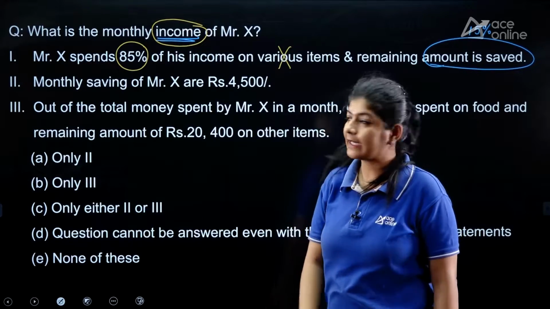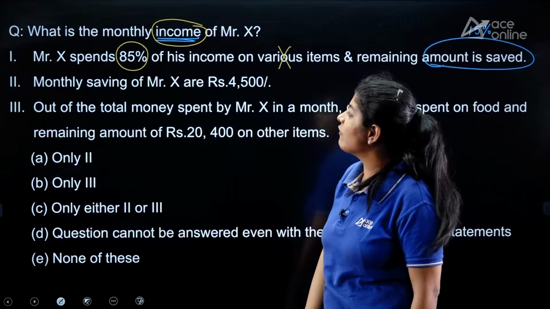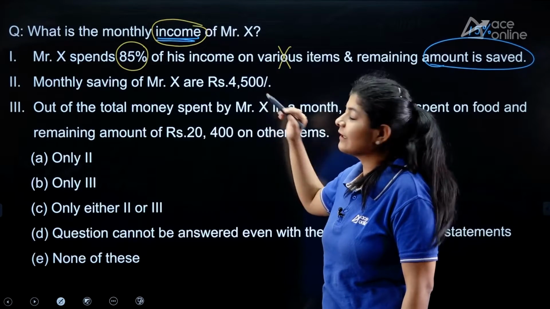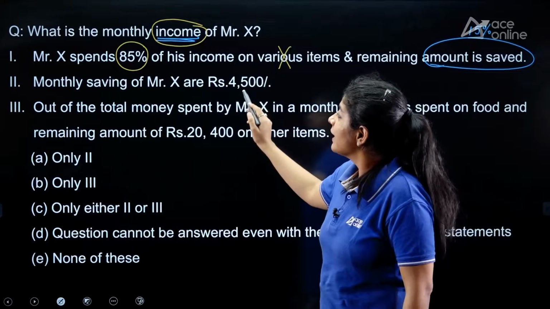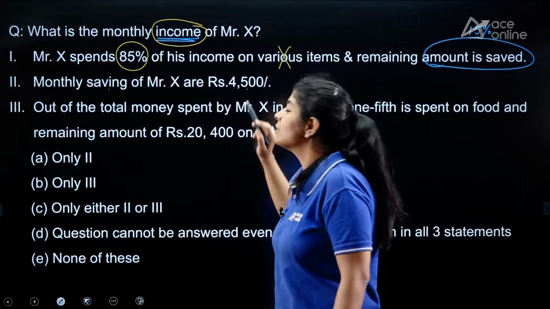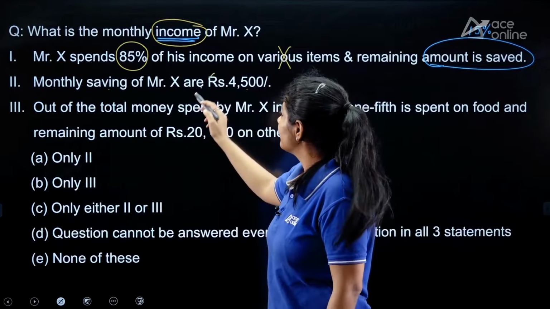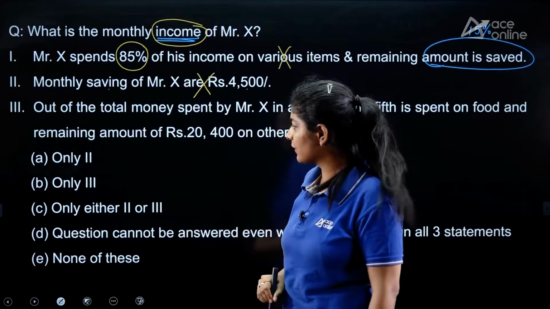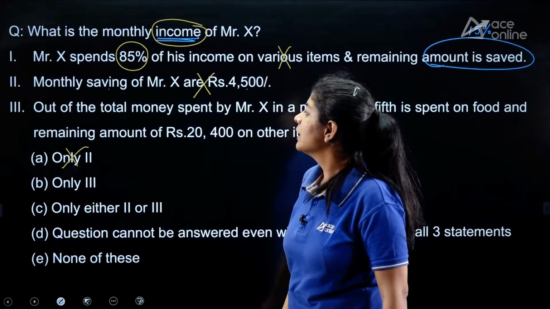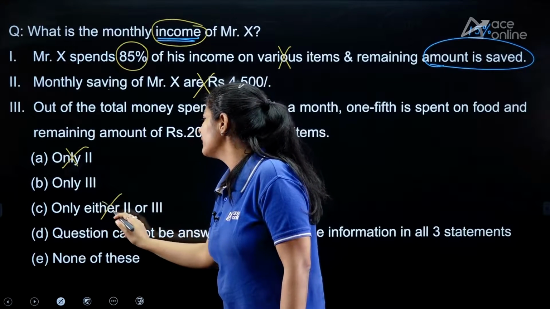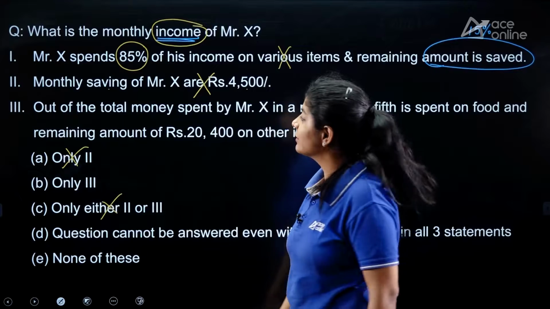No. Second, monthly savings of Mr. X are a certain number of rupees, right? But what do we need to do? We need to find out the income. Here we have the amount of savings, but we don't know the expenditure. So with this one also, we are not able to get the answer. So option A is eliminated, right? And option C is also eliminated, which says either second or third.